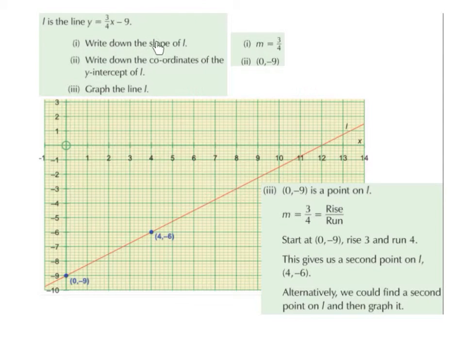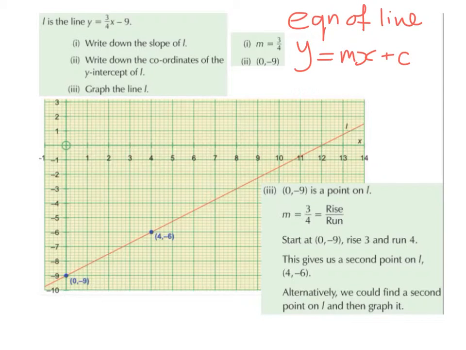Part 1, write down the slope of L. Well, the slope of a line is always the number that is stuck onto the x. The equation of a straight line is y equals mx plus c, where the m represents the slope and the plus c represents the y-intercept. And the y-intercept is the point at which the line crosses the y-axis.